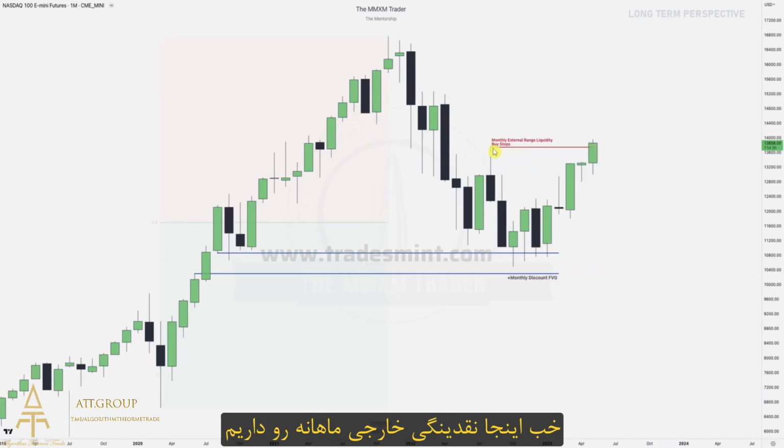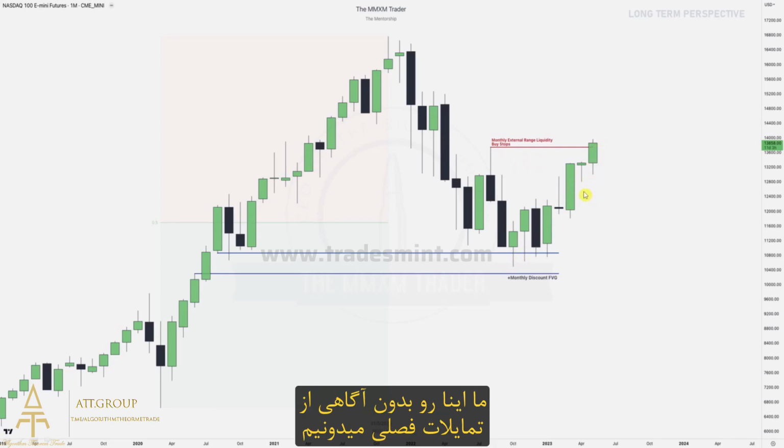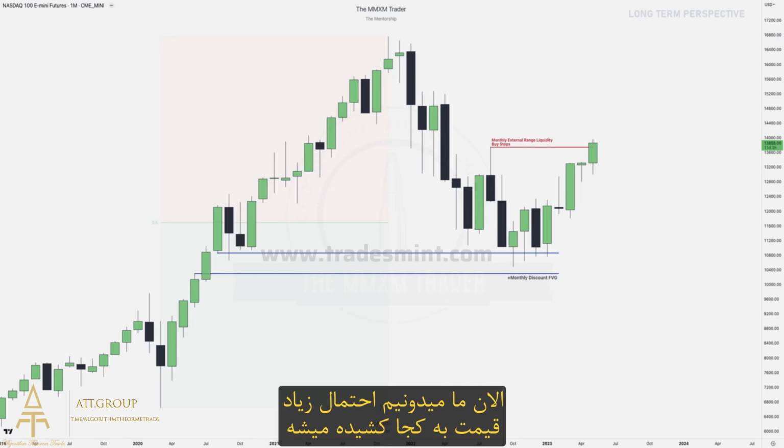So we've got that monthly external range liquidity up here. So we know we go from internal to external and a draw on liquidity without knowing those seasonal tendencies, right? We know where price is most likely to draw into.